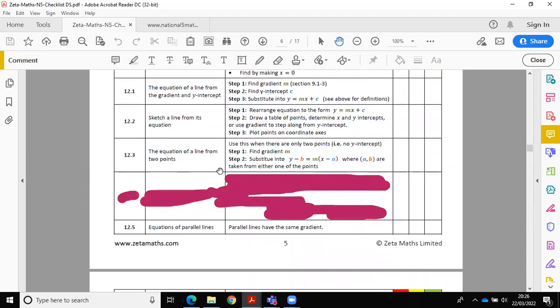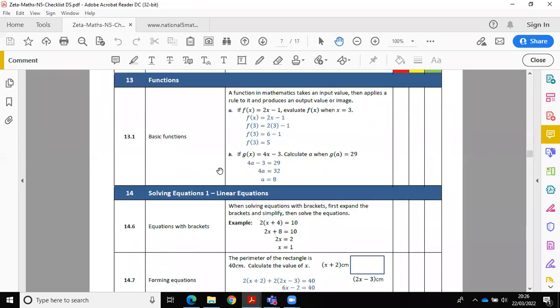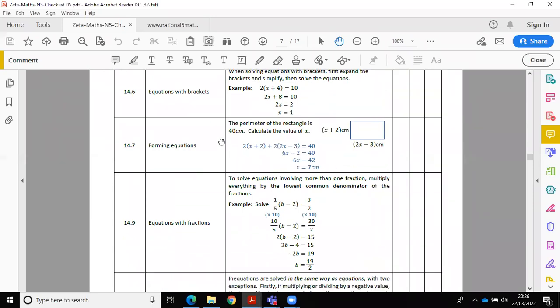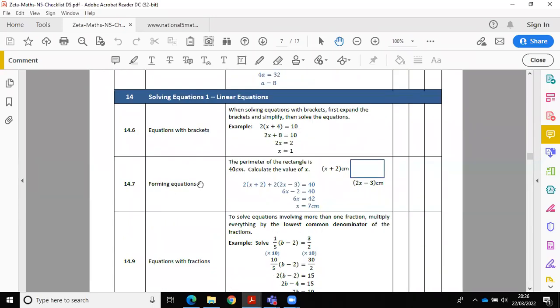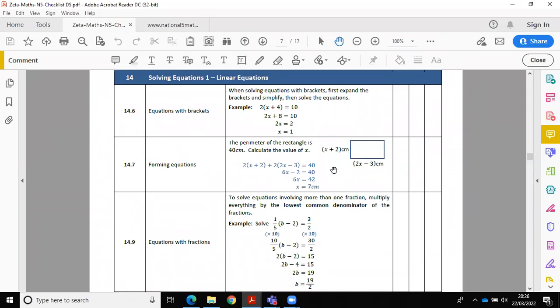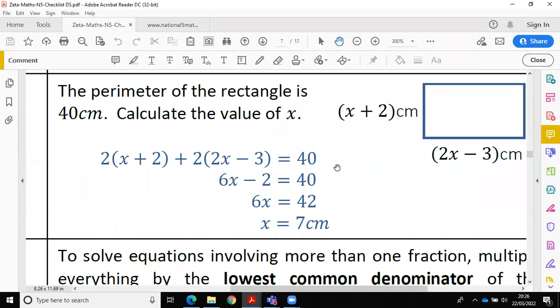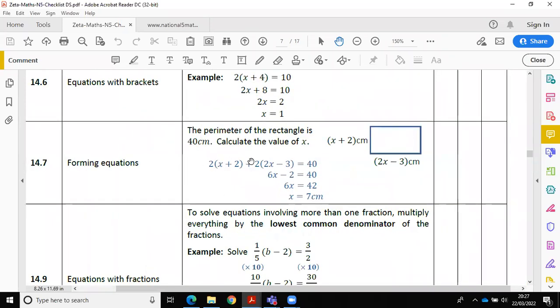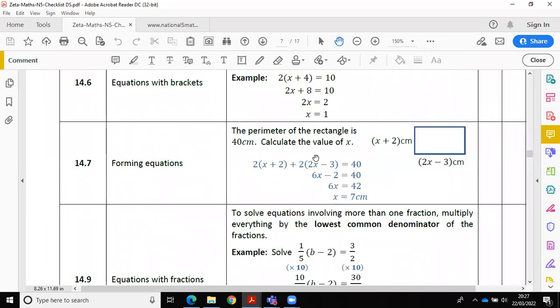Gradients, straight line functions. Okay, a bit of this forming equations, question 14.7. It was a wee bit of forming equations, a wee bit of Pythagoras, and a wee bit of surds.